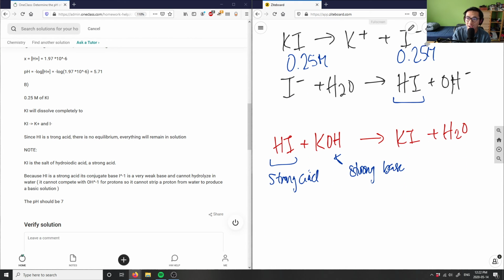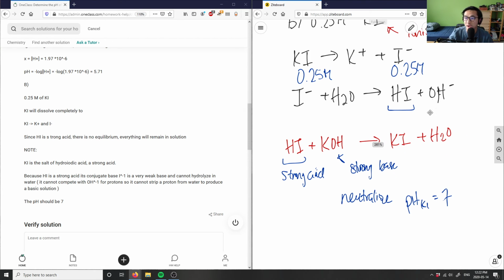So therefore, if I have a strong acid, strong base neutralization, it's going to neutralize, which means the pH of the salt here, the pH of KI, is going to equal 7 because it is a strong acid, strong base reaction here. So my ionic salt is neutral in this case. So again, this solution here is correct.